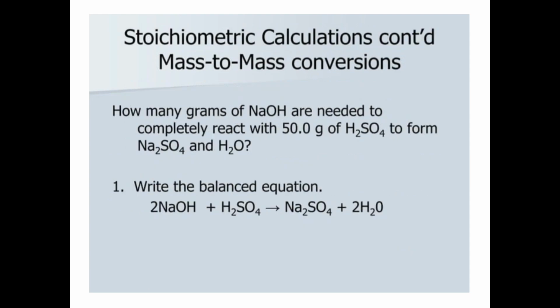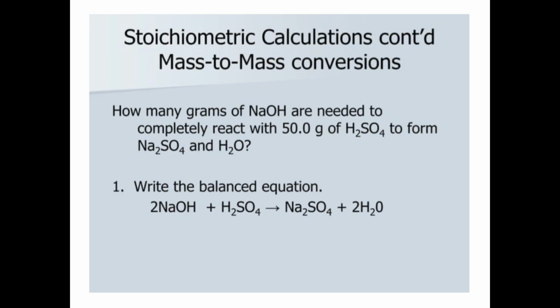The question says, how many grams of NaOH are needed to completely react with 50.0 gram of H2SO4 to form Na2SO4 and H2O. Look at that equation. That's step 1. Sodium hydroxide reacting with H2SO4 to produce sodium sulfate and water. Stoichiometrically, in terms of mole ratio, 2 moles of sodium hydroxide react with 1 mole of sulfuric acid to give 1 mole of sodium sulfate and 2 moles of water.